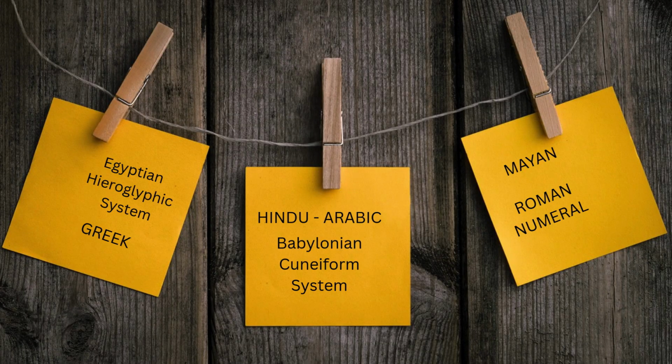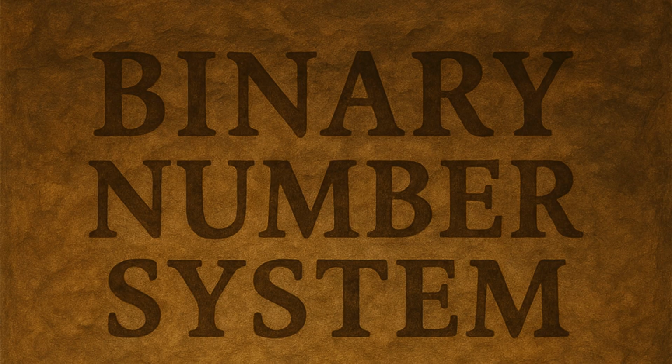So far, we have discussed many number systems. Different civilizations used different bases. But now, I want to ask you something important. Despite all these number systems, which system do computers use? Computers across the entire world use the binary number system. Binary means base 2, only two digits, 0 and 1.